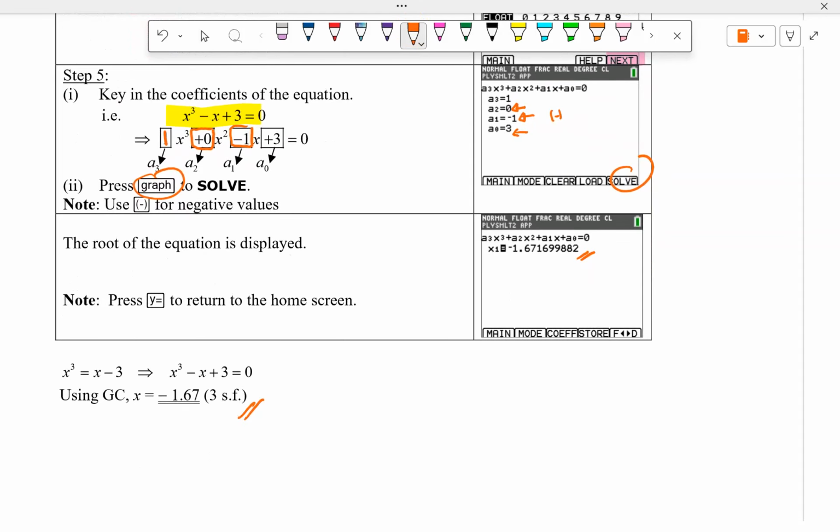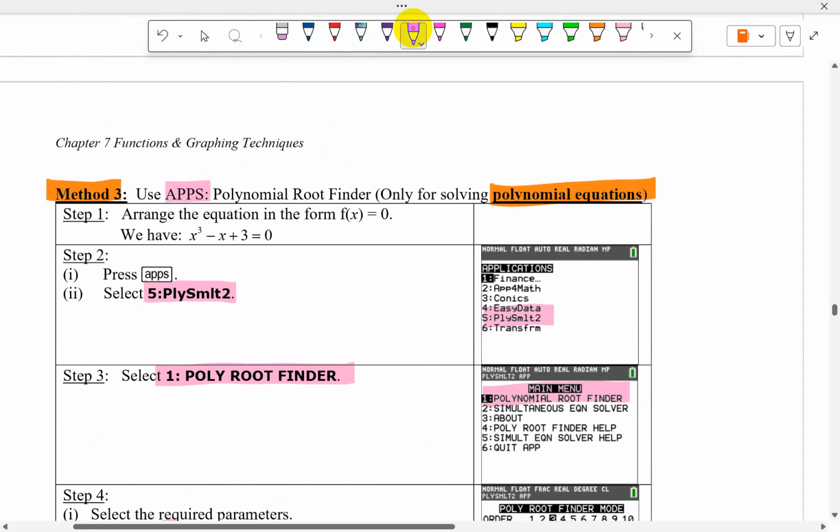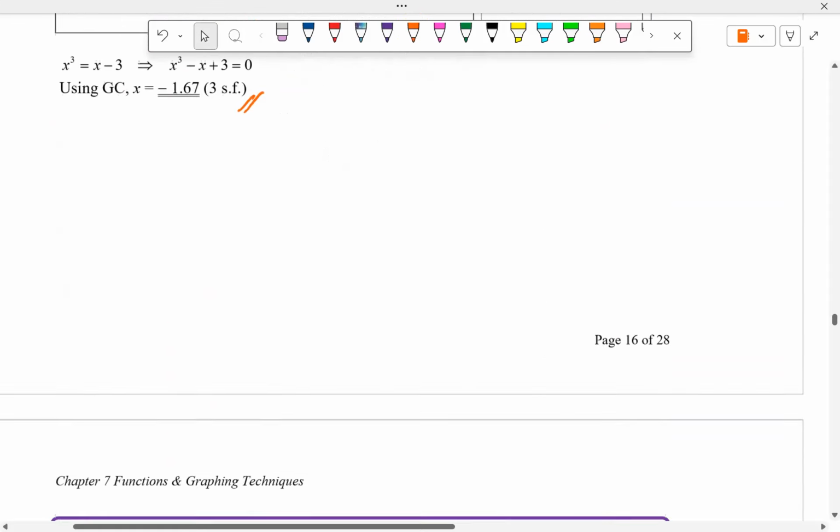So basically, there are 3 methods for you to use to solve an equation. Either finding the point of intersections between two graphs, or finding the x-intercept if you rearrange the equation and bring everything to one side, making sure that the right-hand side is 0. And lastly, this third method is only applicable if you are solving a polynomial equation. For method 1 and method 2, it works for all kinds of questions.